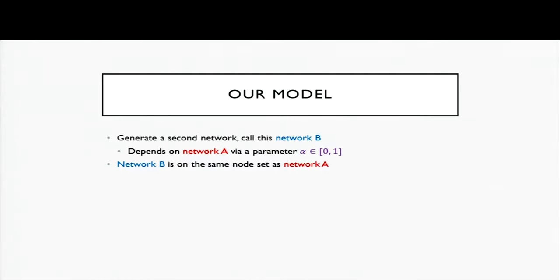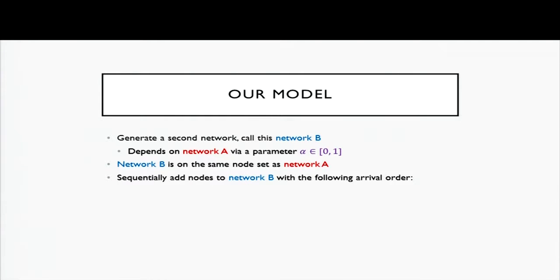And the second network, which we're going to call network B, we generate in a similar fashion, except, of course, we're going to take into account how network A behaves. We're going to measure this interconnectedness using a parameter alpha, which ranges from 0 to 1. And again, network B will be on the same node set as network A. This is to allow us to model things sort of cleanly and nicely.